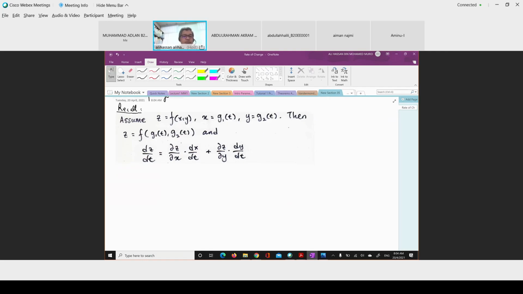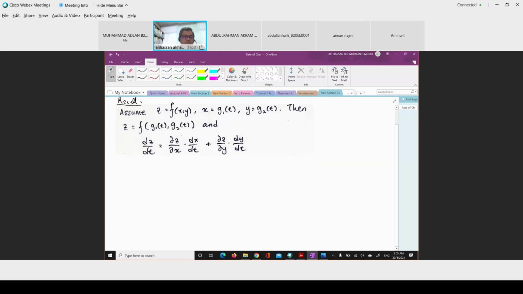So if we have z a function of two variables, f of x, y, and x and y are in terms of t, then z as a whole is a function of t. So we can find dz/dt. By the chain rule, dz/dt is ∂z/∂x times dx/dt plus ∂z/∂y times dy/dt. See? So in applications, normally t refers to time. So we expect the rate of change of a quantity with respect to time. So let's see an example.